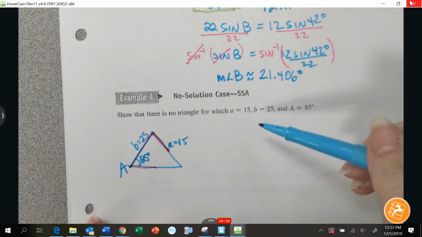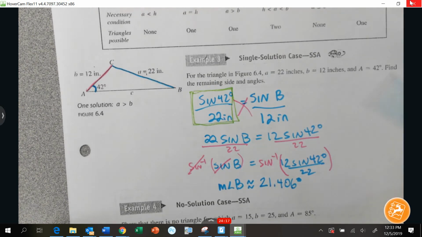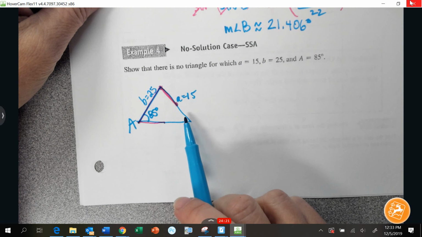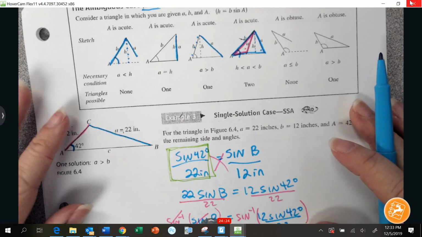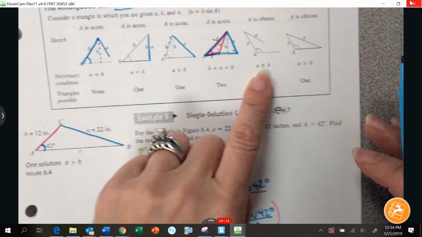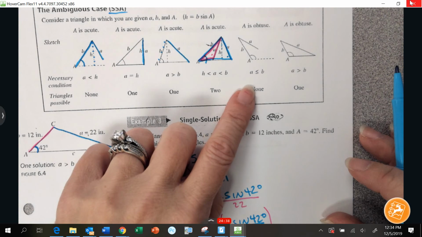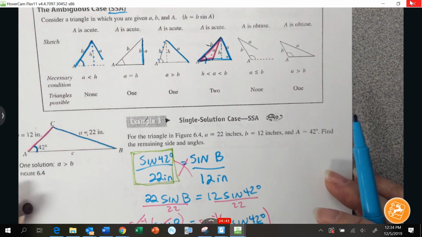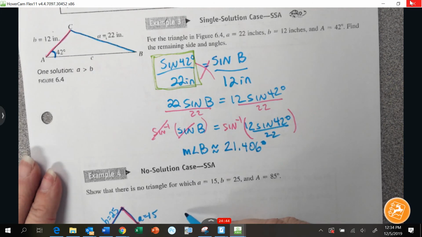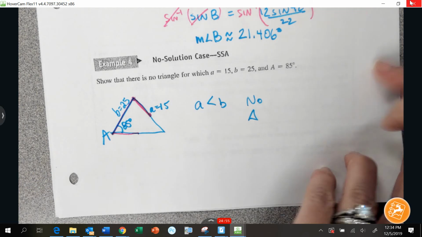Okay, why is there no triangle? So we've got SSA. We know our A and B values. What do we know about our A and B values? What's bigger? B is bigger. So we go up here. That says A is bigger. And then here's where B is bigger, where A is less than or equal to B. So right there, that would be why it was no solution or no triangle. So A is less than B. Okay. So you're going to have to use this chart again. I will give you the chart. You don't have to memorize it.